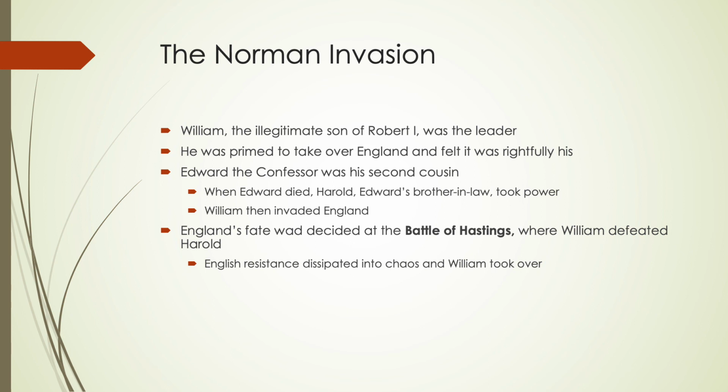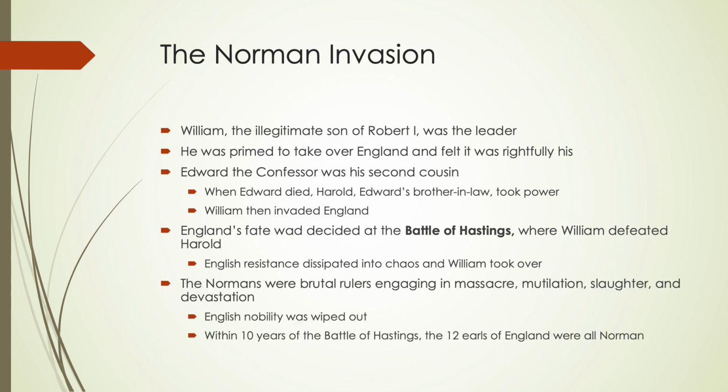This is seen as the key moment that ends Old English and begins Middle English, because the change of rule is really where the big thing happens here. So English resistance dissipated at this time. It dissipated into chaos. William took over England, and the Normans were brutal rulers. They engaged in a lot of massacre, slaughter, devastation. So they wiped out all of the English nobility and took over the entire area.